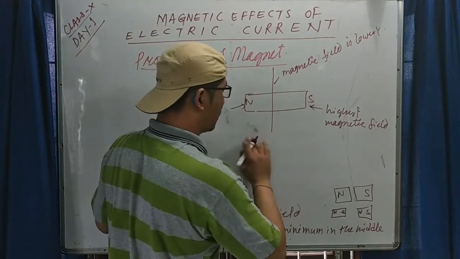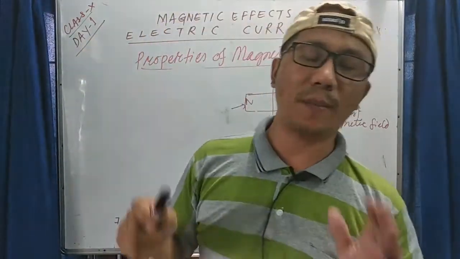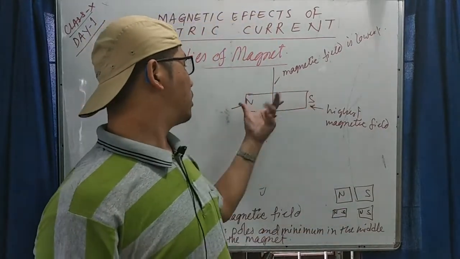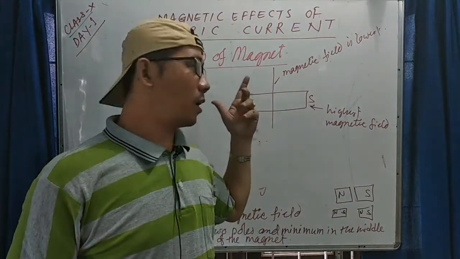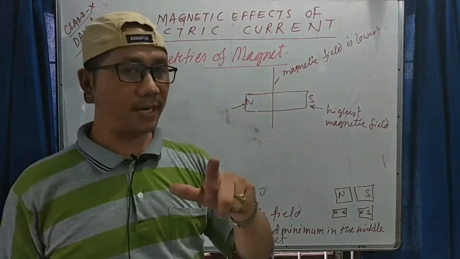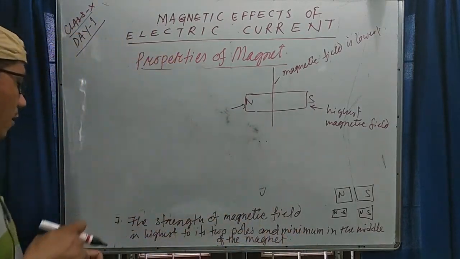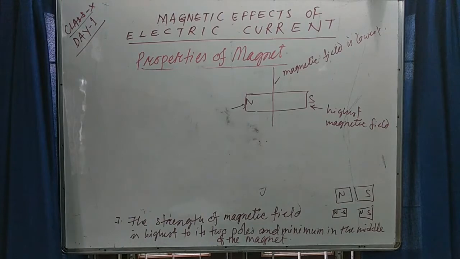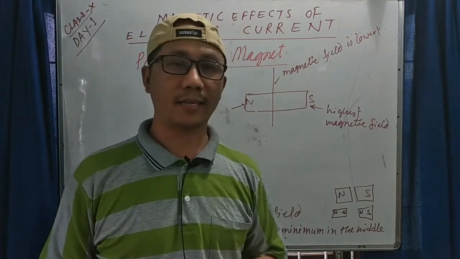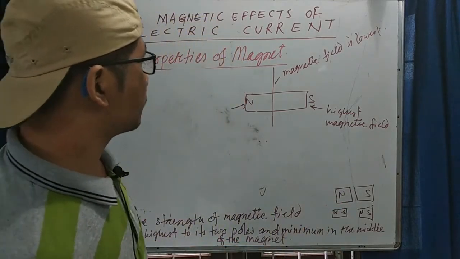Therefore its magnetic moment, or we can also say the magnitude of the magnetic strength, is 0. It is highest at these two ends, these two poles, but 0 in the middle of the magnet. That's why I'm writing here that in the middle of the magnet it is minimum. Got the point? So these are the properties of the magnet. Got the point?